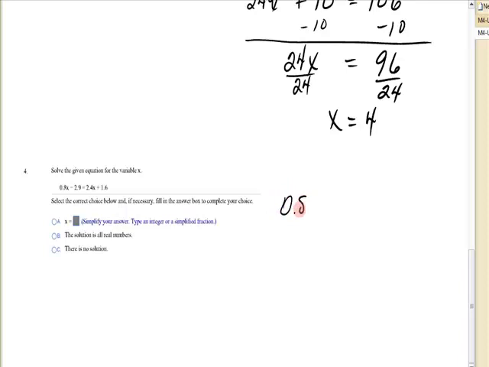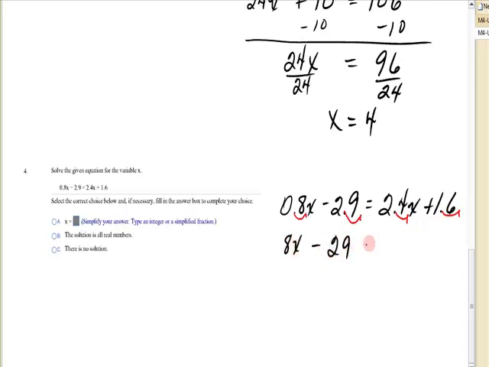I have 0.8x minus 2.9 is equal to 2.4x plus 1.6. Okay, tenths, tenths, tenths, tenths. Okay, it's unanimous. We'll say multiply by 10, by 10, by 10, by 10. Changes the equation to 8x minus 29 is equal to 24x plus 16. And remember, the reason I get to do that is because as long as what you do to the left, you do to the right, you're not changing the equation.